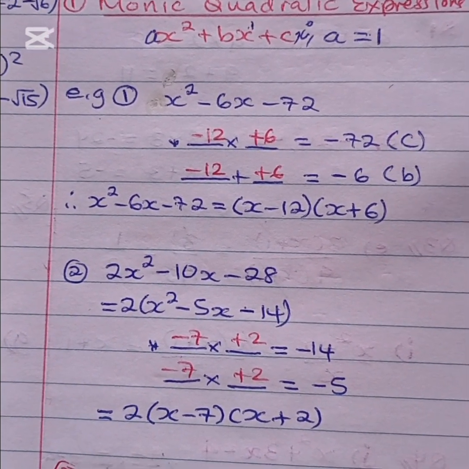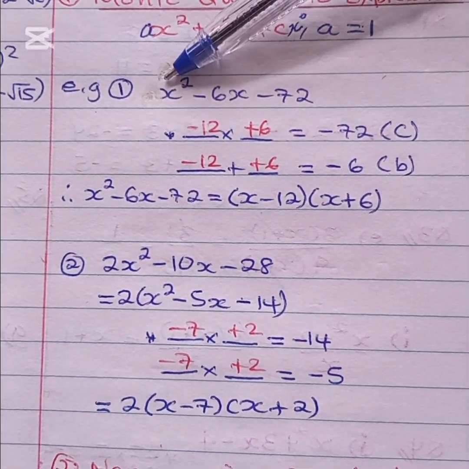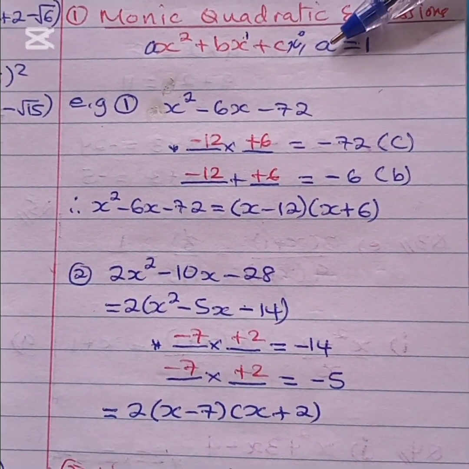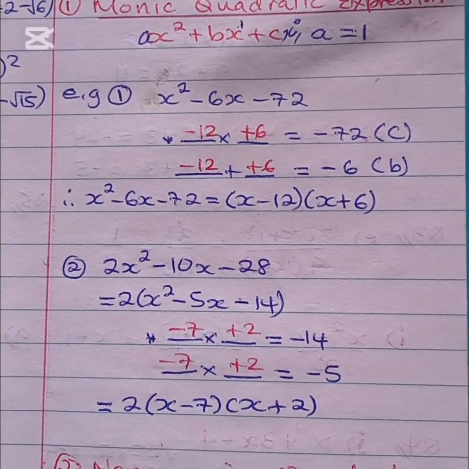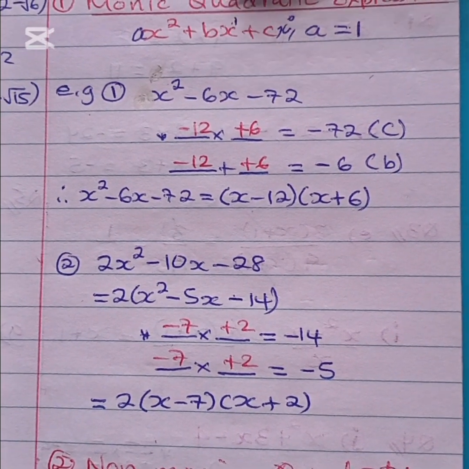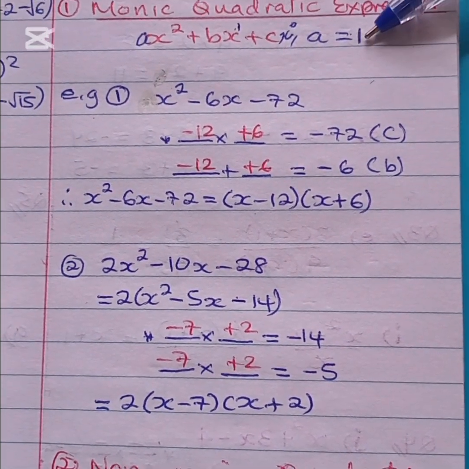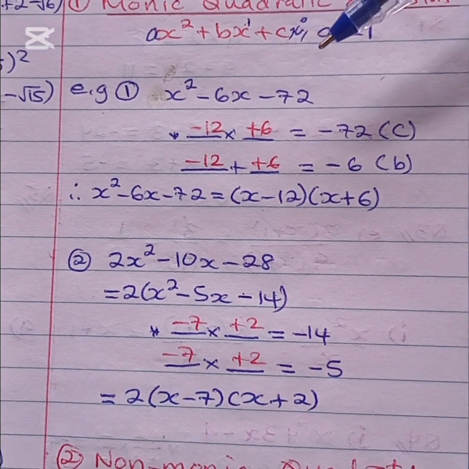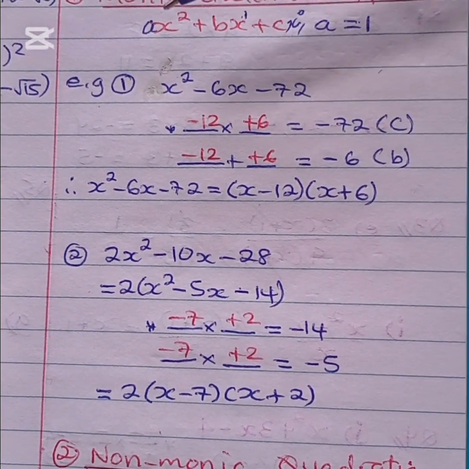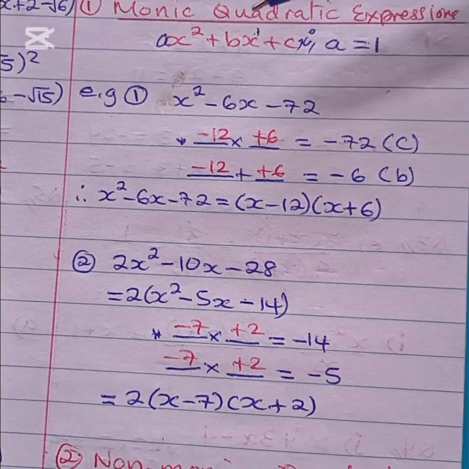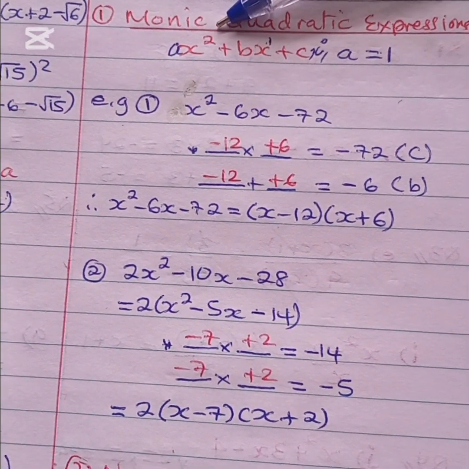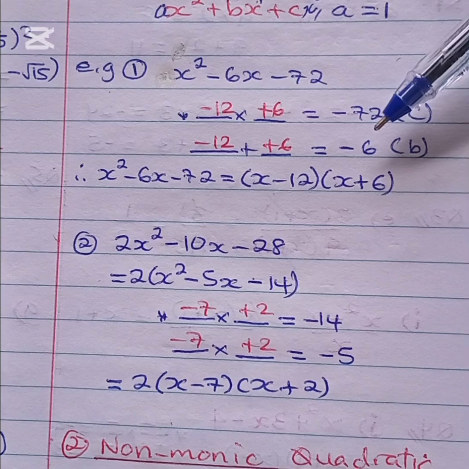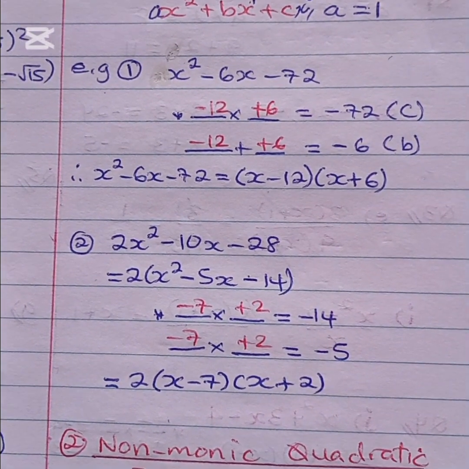Okay, so if we have a monic expression, a monic expression is when A, which is the coefficient of the big boy, x squared, is 1. The word monic comes from the prefix mono, which means 1. So when a is equal to 1, then the expression is called monic. Okay, so how do we factorize a monic expression?